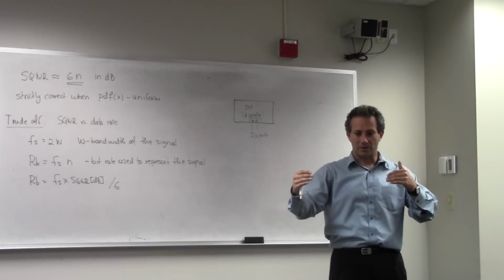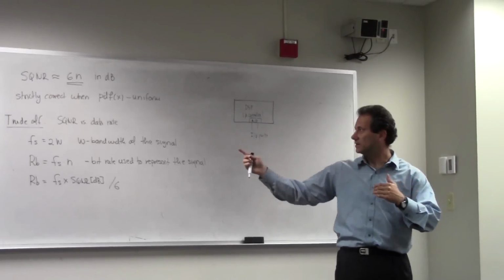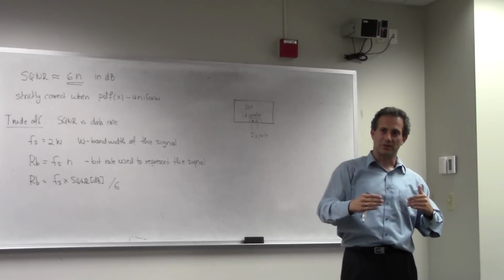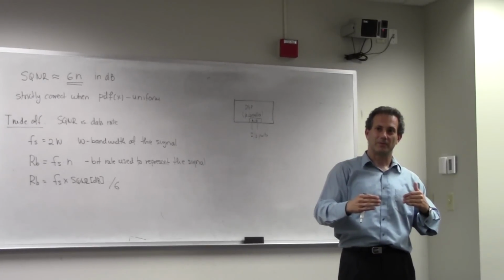So the way it is customary to deal with the fact that the signal has a non-uniform distribution is to pre-distort the signal, to change its PDF.